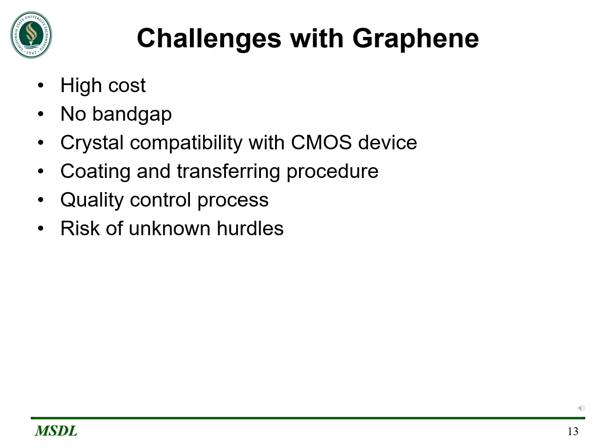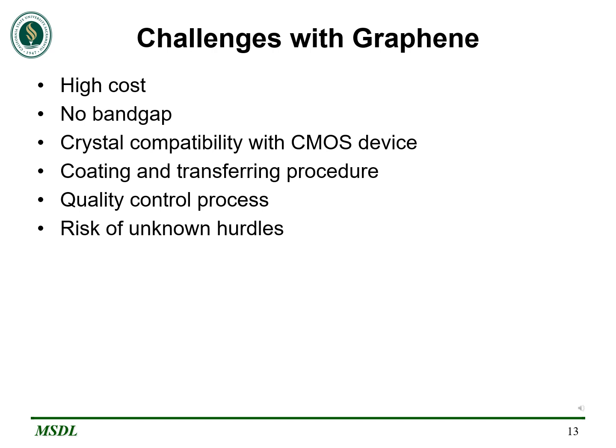This means it cannot be used to make traditional transistors, which require a bandgap to turn off the current flow. Next is the compatibility of graphene crystals with CMOS devices. While graphene has excellent electrical properties, its compatibility with existing CMOS fabrication processes needs to be explored and optimized.